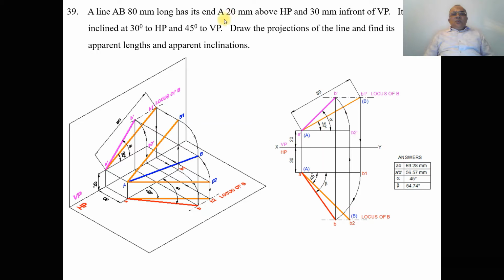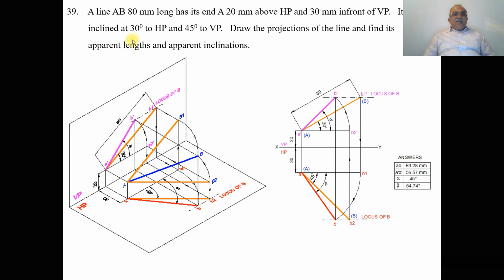So we are going to fix the point A. It says end A is 20 mm above HP. When you look from the front view, we can see that the point A is 20 mm above HP. Since you are looking from the front view, the image will fall on the vertical plane. That image is small a dash, which is 20 mm above HP, and 30 mm in front of VP. When you look from the top view, we can see that point A is 30 mm in front of VP. So when you look from the top view, that image will fall on the horizontal plane, which we have represented by small a.